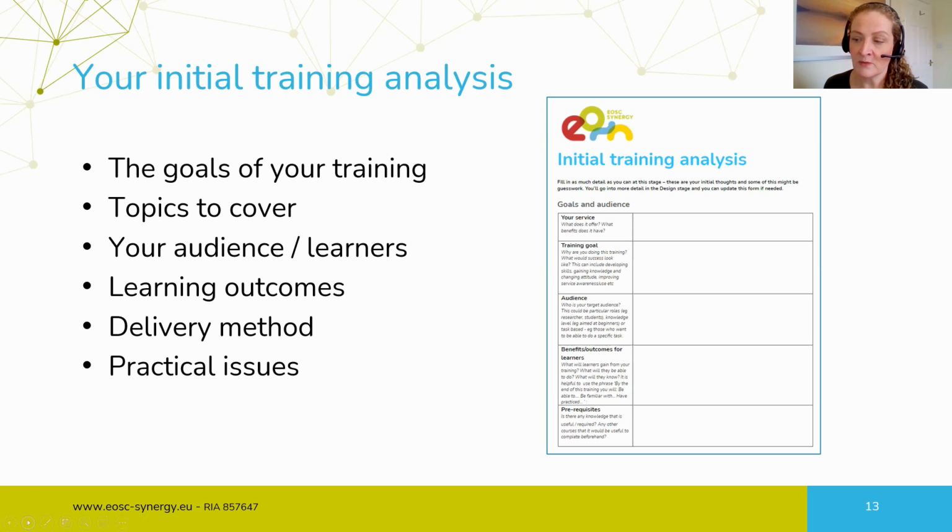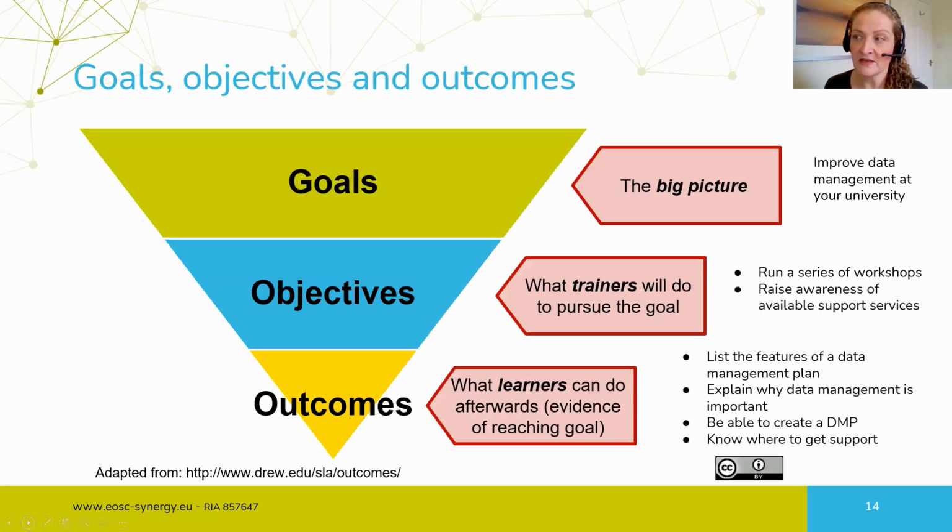At this point, we'll just go through a few of the real key things that you need to think of right at the start. And we'll start with goals, objectives, and outcomes. It's useful to know the difference, although again, there's a lot of discussion about meaning. So it's useful for this session just to have a common understanding of what we mean. A goal tends to be the big picture, what you're trying to achieve at quite a high level. They're quite broad. And in this example here, we've got improved data management at your university.